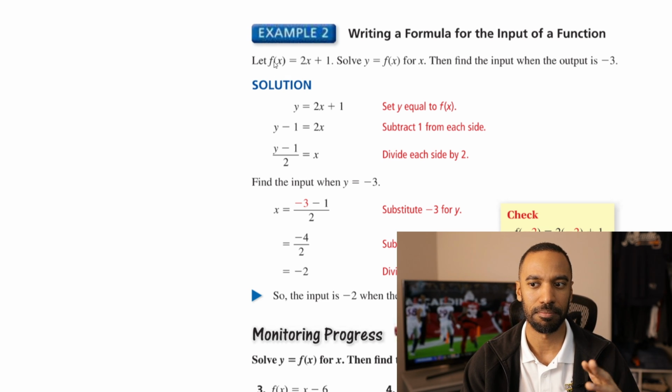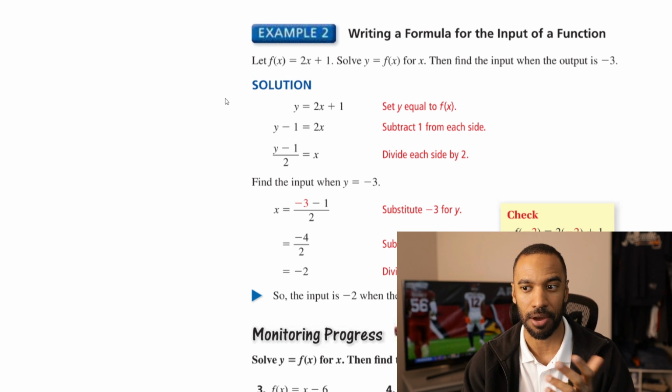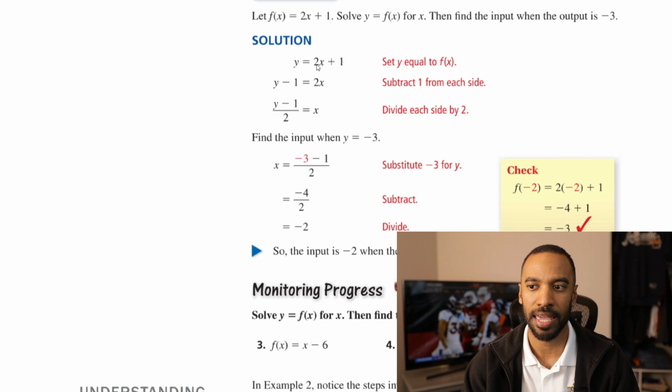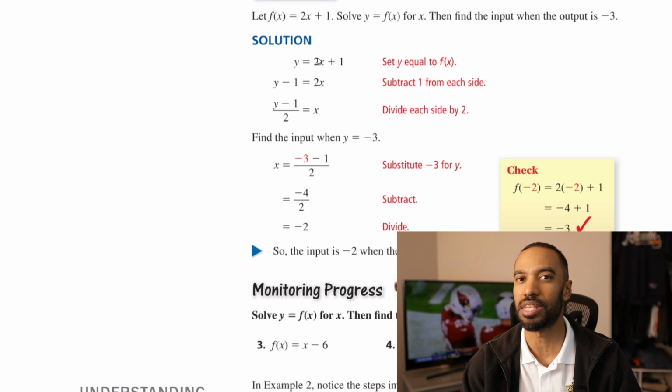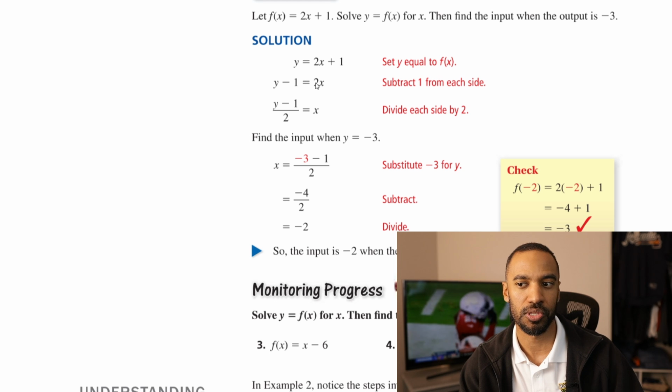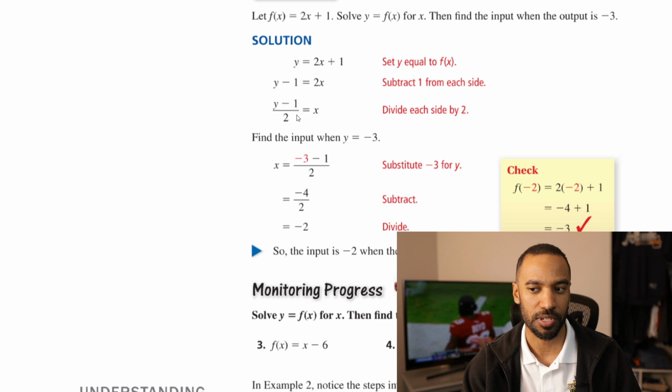It's no longer a function of x because now x is a function of y, so it's better to do it the other way. Turn it into y and then solve for x. Use the inverse operations to do so. Plus 1, do minus 1 on both sides. X times 2, divide both sides by 2.